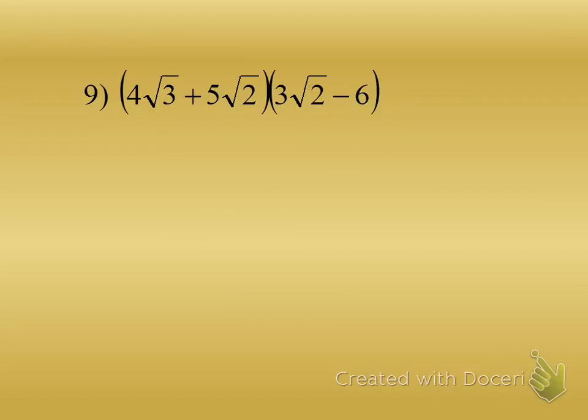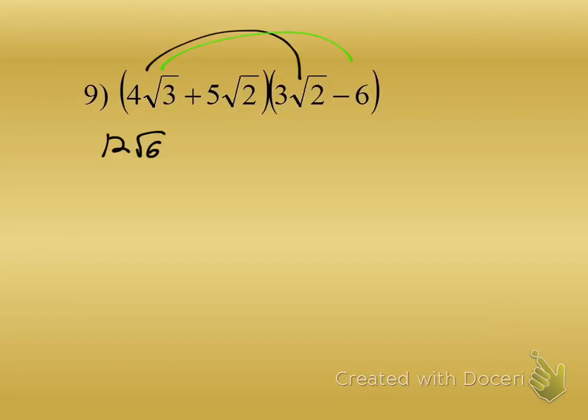What 4-letter F word am I thinking of right now? FOIL! Do it! Go! Okay, let me get set up here. So 4 rad 3 times 3 rad 2. Multiply the outside, so 4 times 3 gives you 12. Rad 3 times rad 2 gives you rad 6. Outsides together, insides together. Alrighty.